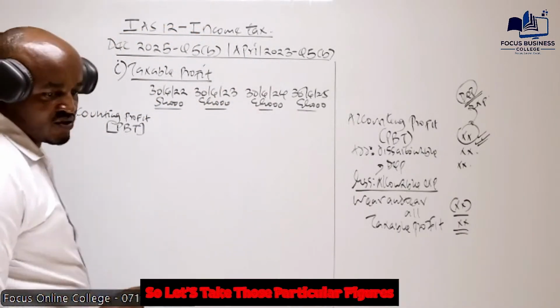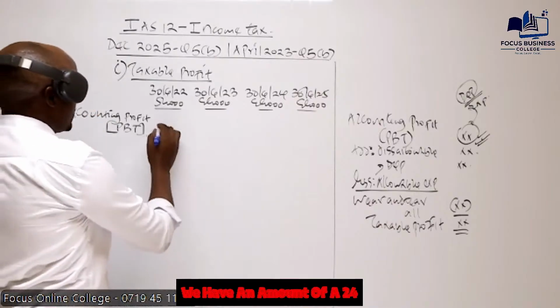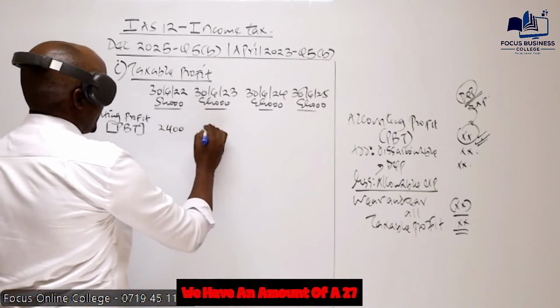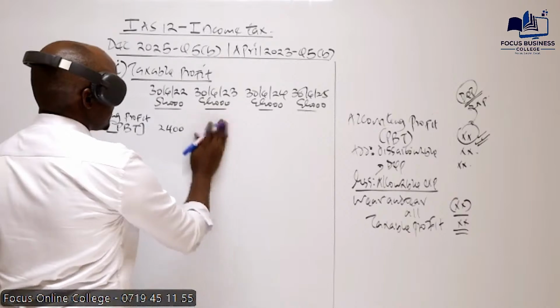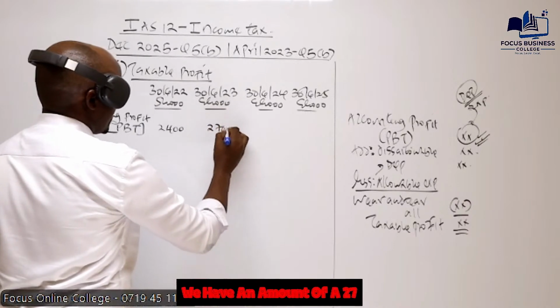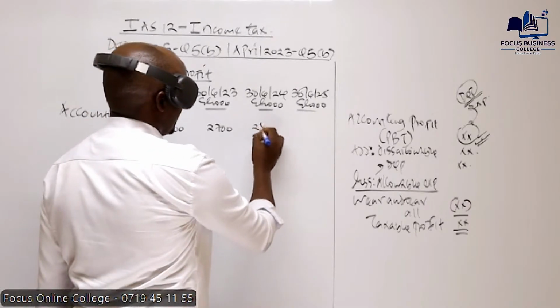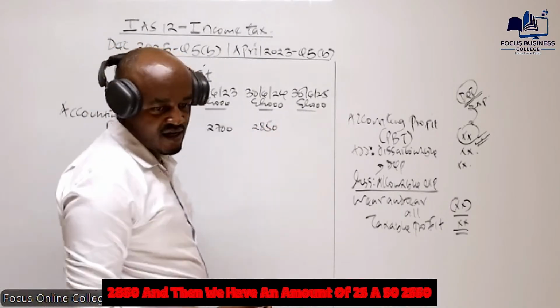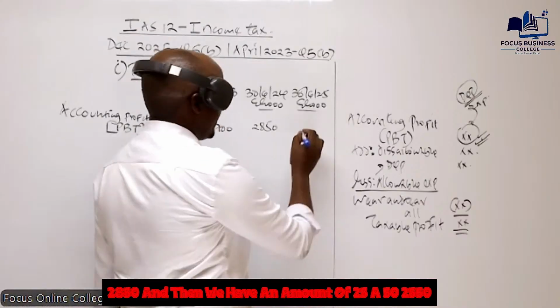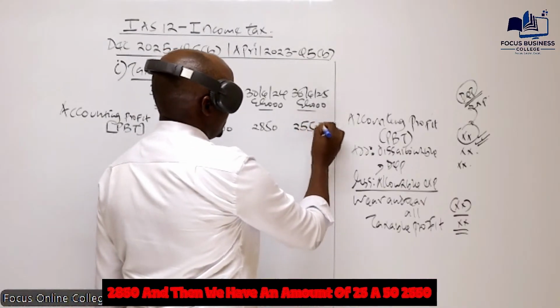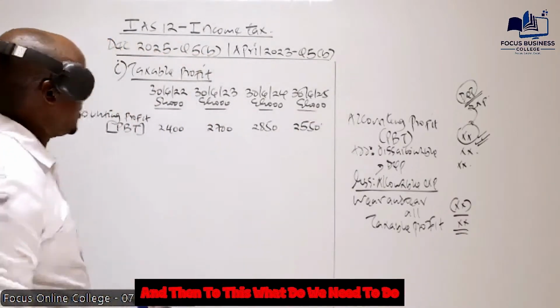Sasa? Yes. So let's take those particular figures. We have an amount of 24, we have an amount of 27, we have an amount of 27. Then we have an amount of 2850, and then we have an amount of 2550. And then to this, what do we need to do?